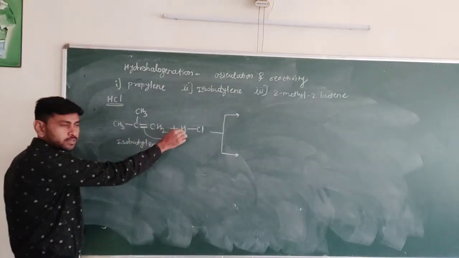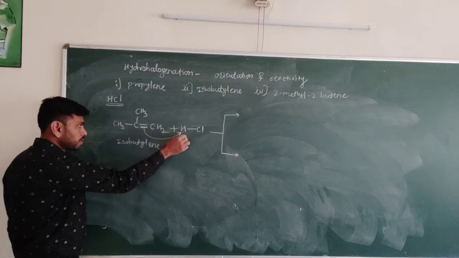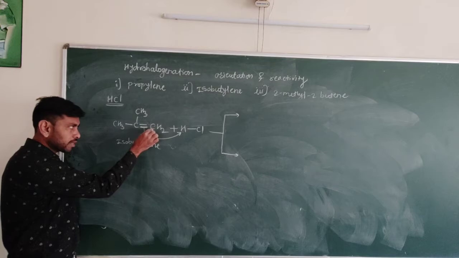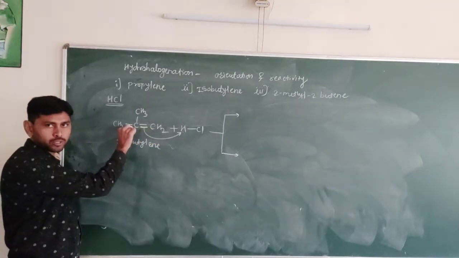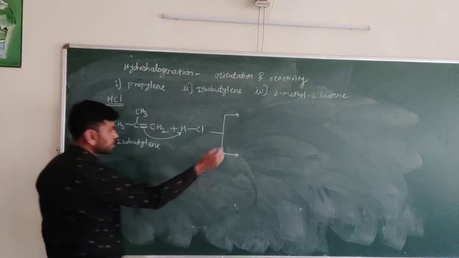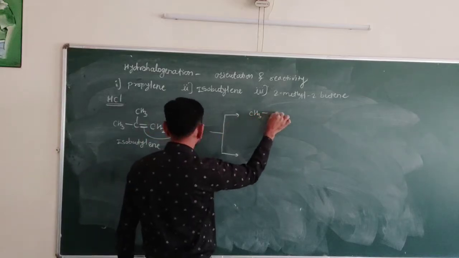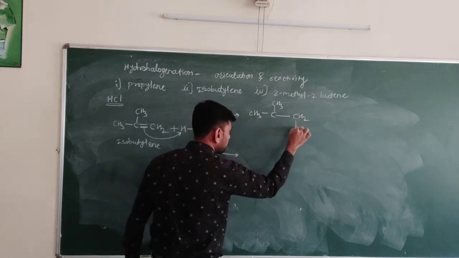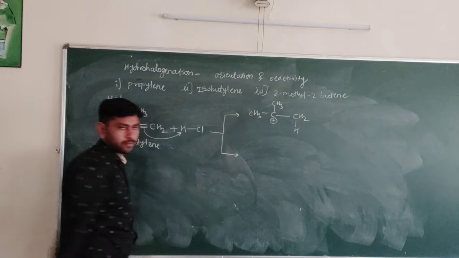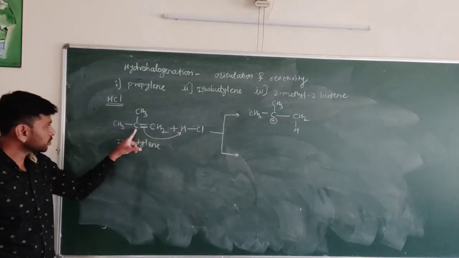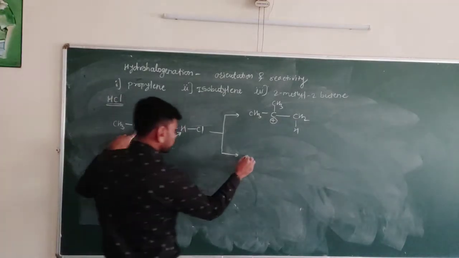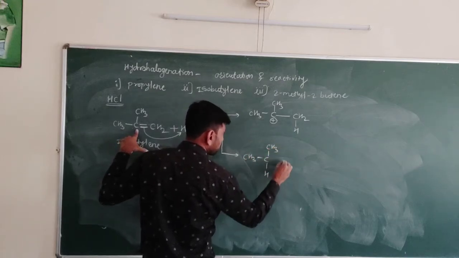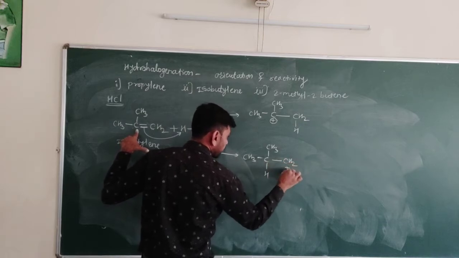This double bond will accept this hydrogen ion. It may attach to this carbon or this carbon, so two possibilities are there. If the hydrogen attaches to the end carbon, then a carbocation is obtained at the middle carbon. And if this hydrogen attaches to the middle carbon, then the carbocation is obtained at the end carbon.